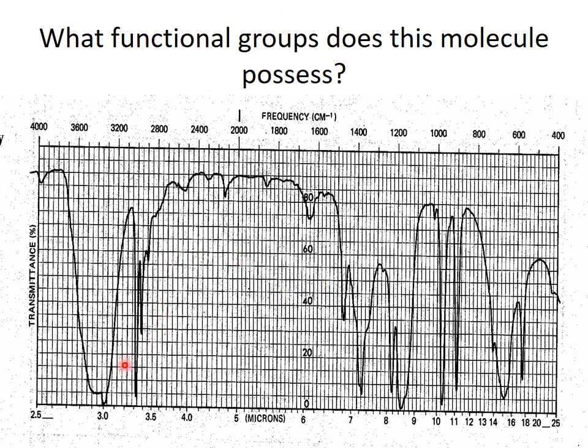Okay, when we look at this, you can see that right here we have an alcohol, and the 3000 line is right there. This might be an alkene. It's just over the 3000 line, so I believe it's an alkene. And this small peak right here kind of confirms that. So I would say this is an alkene with an alcohol group on it.